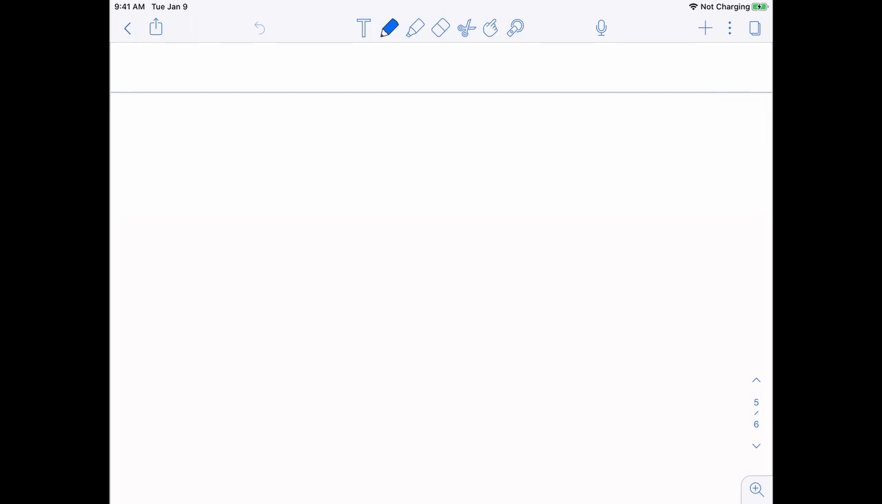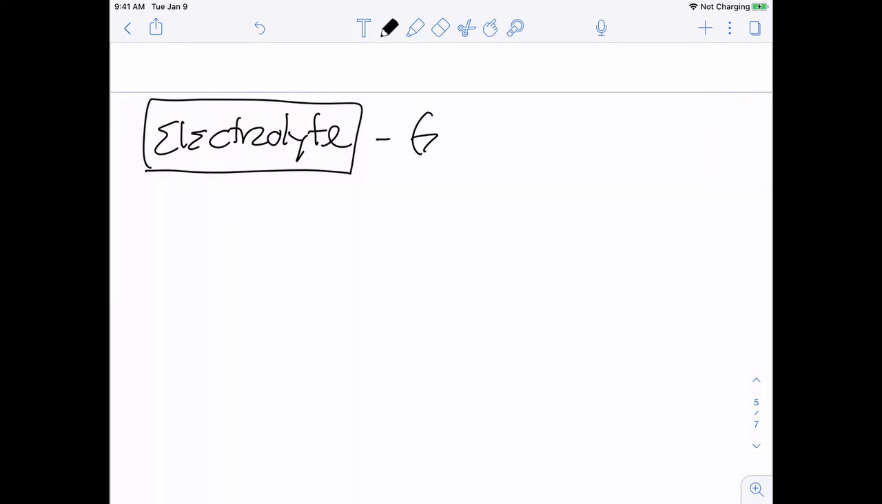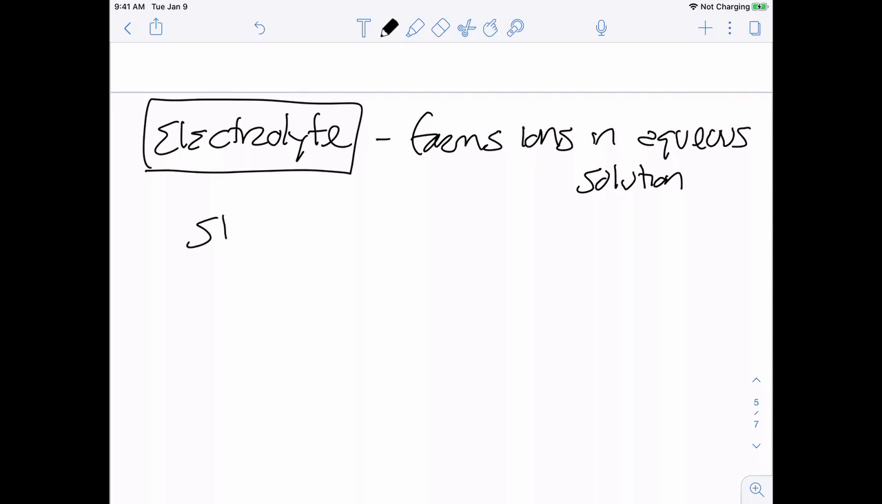So the first part is just to define the term electrolyte. An electrolyte is going to be a compound that when I put it in aqueous solution, it forms ions in aqueous solution. Remember, an aqueous solution is a solution with water. So if I put it in water, it separates into ions, it's an electrolyte. Differentiating between strong and weak.